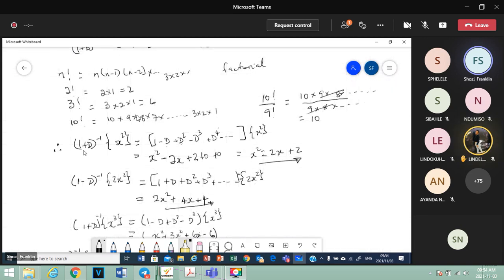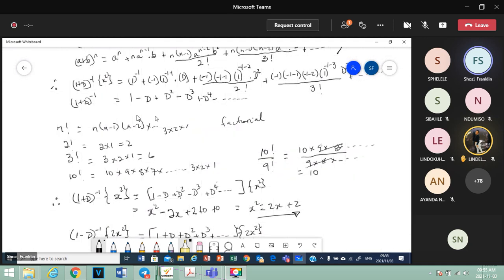According to what I have done here, for 1 plus d, I obtained the expansion terms. My sequence is 1 minus d plus d squared minus d cubed plus d to the power 4. If it was 1 plus d. If it is 1 minus d, all my terms are positive. It's 1 plus d squared plus d cubed. How do I obtain that?